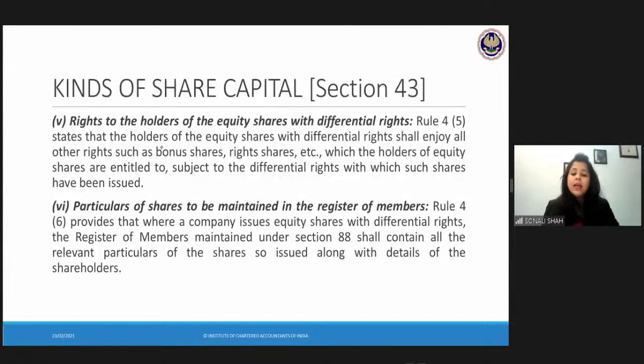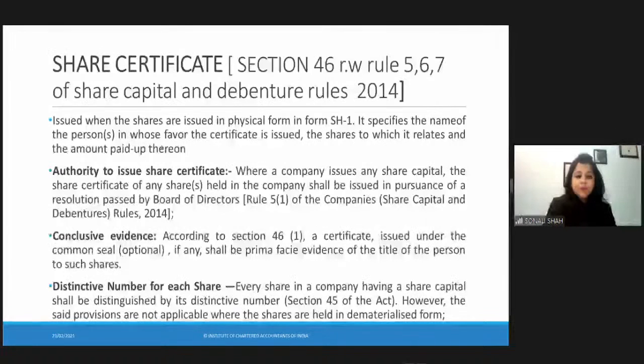Okay. Now, the register of members has to be prepared here, where the list of the equity shareholders with differential right, the people who own the DVR, is included in that register. This register of members and the detail of it we will talk about when we read section 88. So this was all about the equity share capital with DVR. Is that clear, guys?